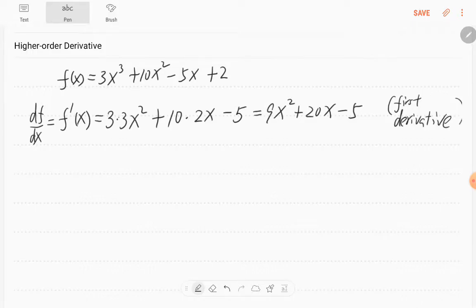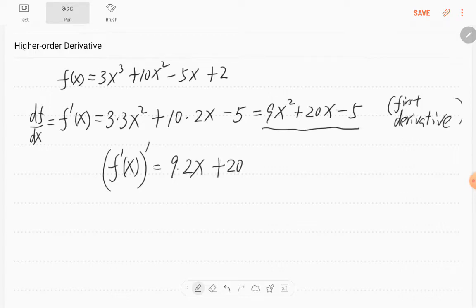So now let's continue to take the derivative of the first derivative. It's equal to 9 times the derivative of x squared, which is 2x, plus 20 times the derivative of x, which is 1, then minus the derivative of 5, which is 0. So this would be 18x plus 20.